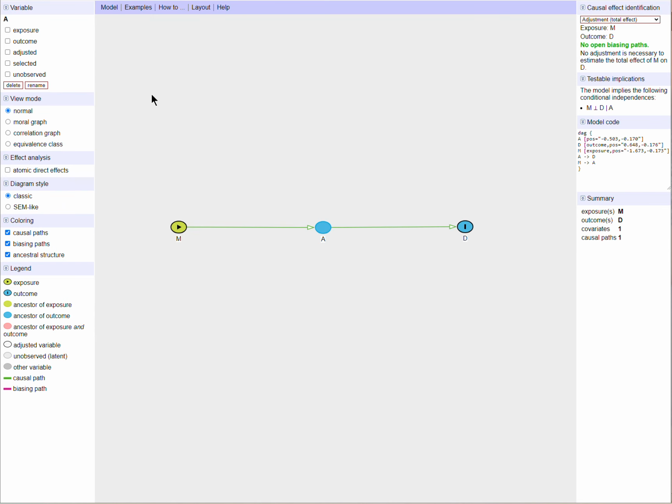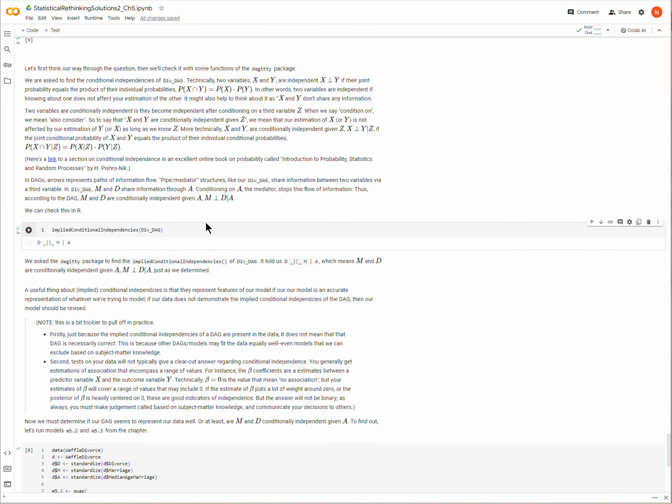We can also get that at dagitty.net. Once I have filled all of this in, it gives us testable implications, and it says M is independent of D given A, which is what we have found now in two different ways.